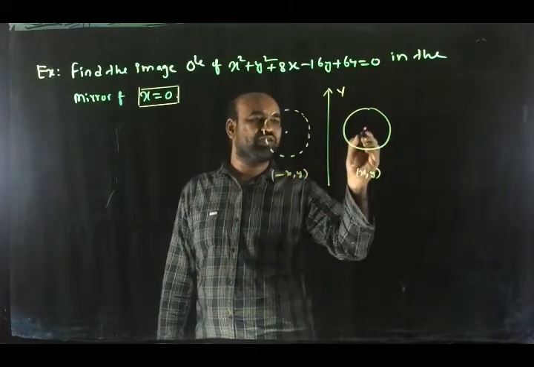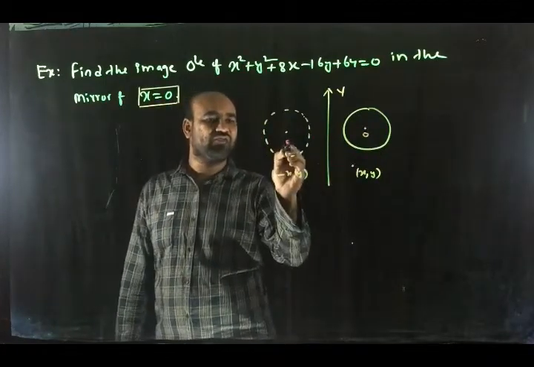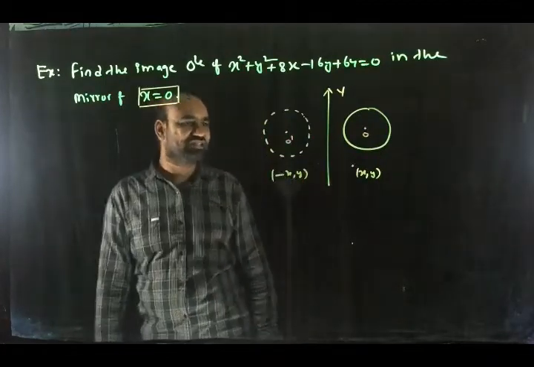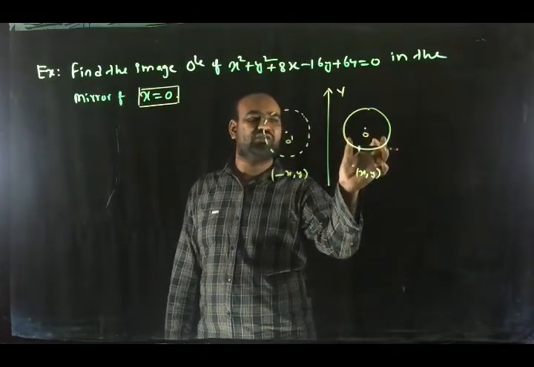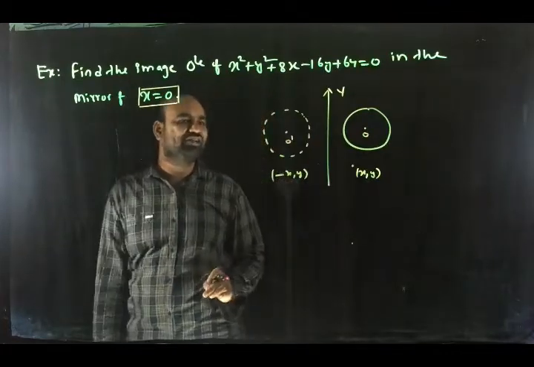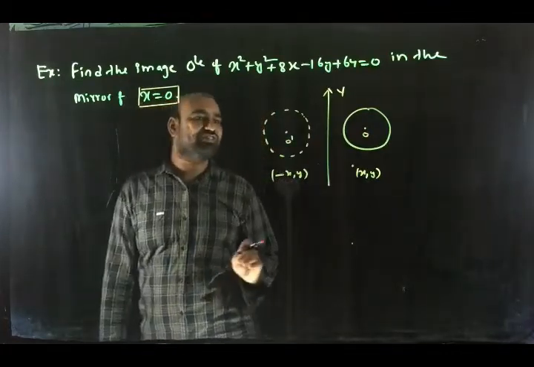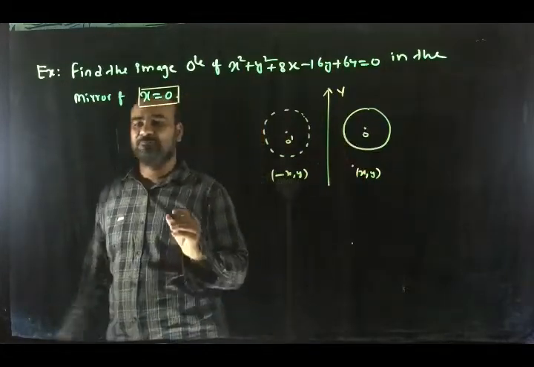So it is better to find the coordinates of the center of the first circle. From that you can find the coordinates of the center of the second circle. What is the radius of the first circle? That is the radius of the second circle. By using that radius and center, you can find the equation of the mirror circle. First of all, we want to find the center and radius of the given circle.